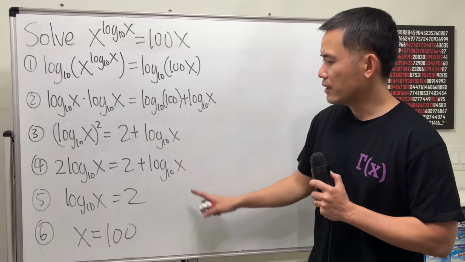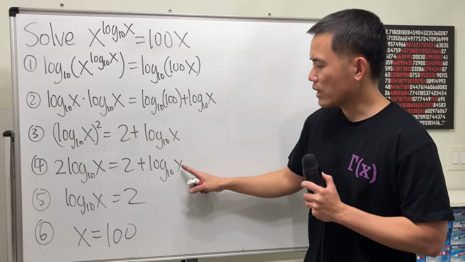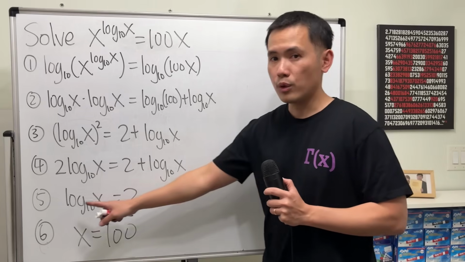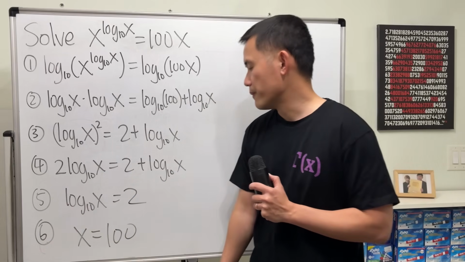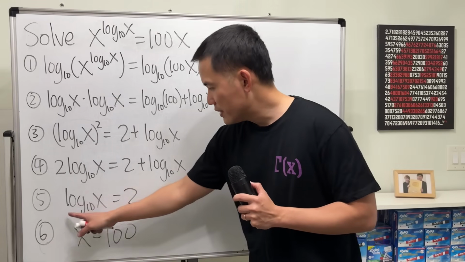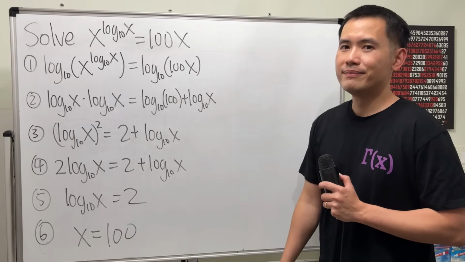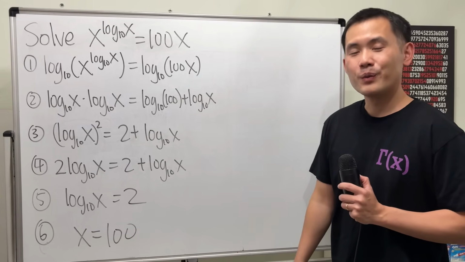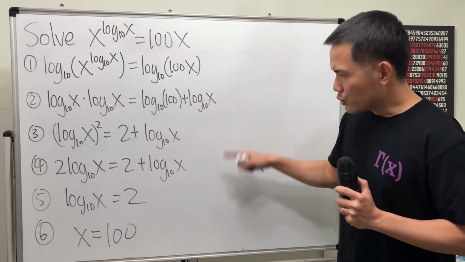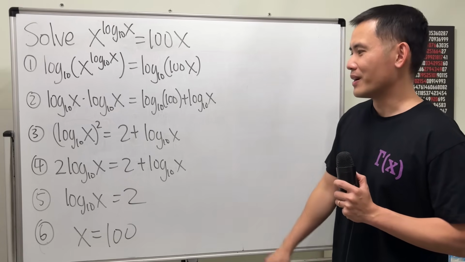Okay. Then we are going to subtract log base 10 of x from both sides. That's how we end up with just a 1 right here. And finally, to solve this equation, x is equal to 100. So what do you think? Well, please pause the video. Try it first. Think about what went wrong.